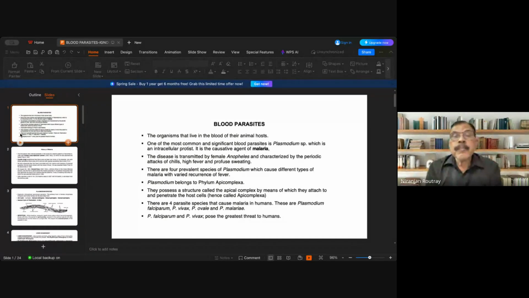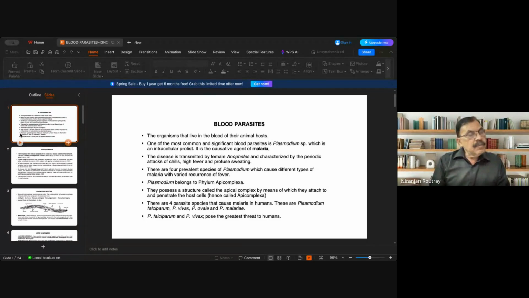So, what are blood parasites? They live in the blood, either intracellular or amidst the blood cells or in the plasma. The most common is the Plasmodium species. There are four species: Plasmodium malariae, ovale, falciparum, and vivax.